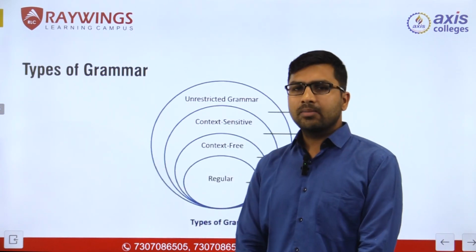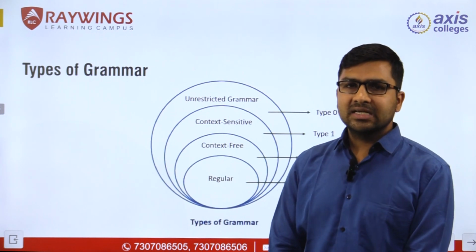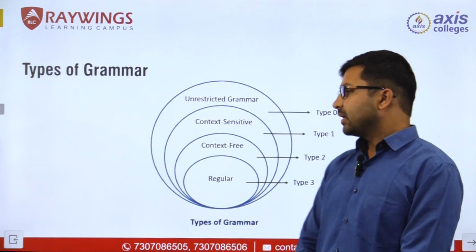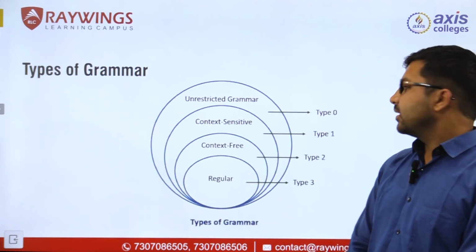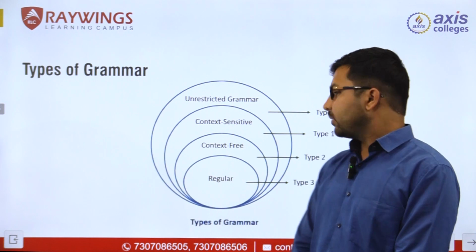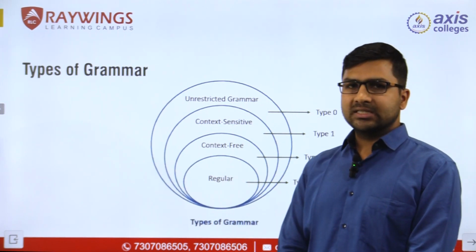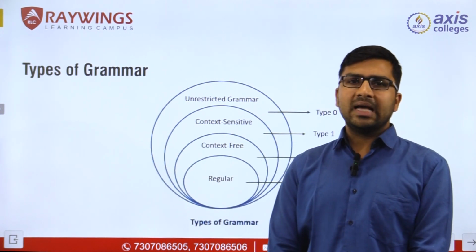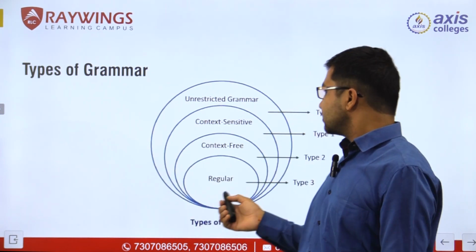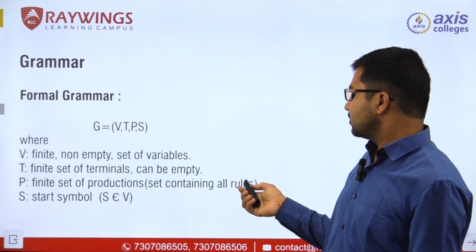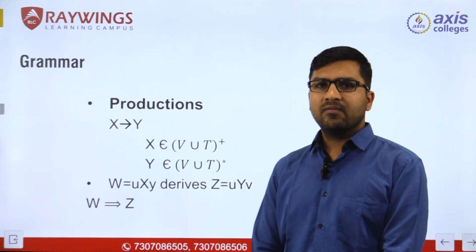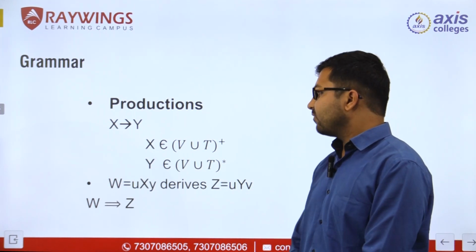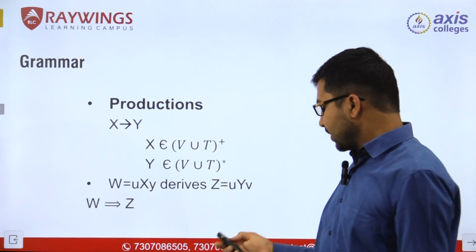Next, I am talking about the types of grammar. Grammar has basically four types: type 3 grammar, type 2 grammar, type 1 grammar, and type 0 grammar. Type 3 grammar is also known as regular grammar. Type 2 grammar is also known as context-free grammar. Type 1 grammar is also known as context-sensitive grammar, and type 0 grammar is also known as unrestricted grammar. Unrestricted grammar means there is no restriction. In the previous slide, I explained the production X goes to Y. Then for type 0 grammar, X belongs to (V union T) whole power plus and Y belongs to (V union T) whole star.